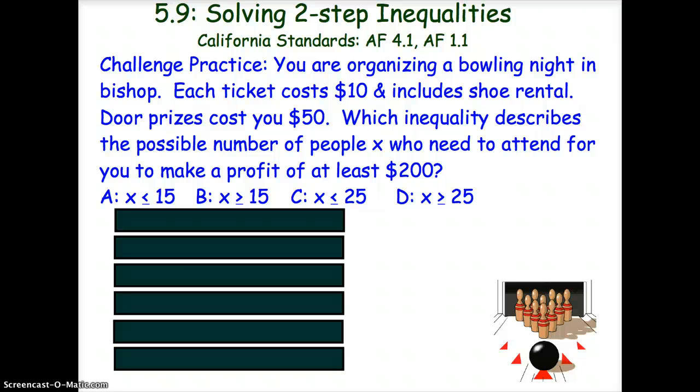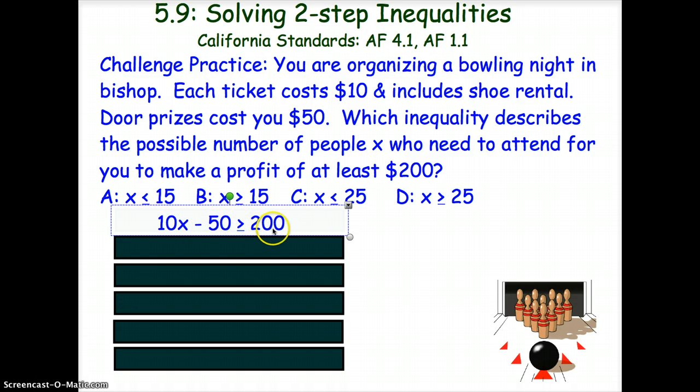It's not an equal sign. That tells us we're going to be using an inequality because $200 would be great, but it definitely wouldn't be a problem if we earned even more than that. So we want to figure out how we're going to set this up. Every person is going to pay $10. So we've got x times that $10. And then we notice that the door prizes cost us $50. So we still need to make back that $50 first before we have our profit. Remember, profit equals income minus expenses. So the income would be 10x minus our expenses of 50. And then, of course, we want this number to be greater than or equal to 200.